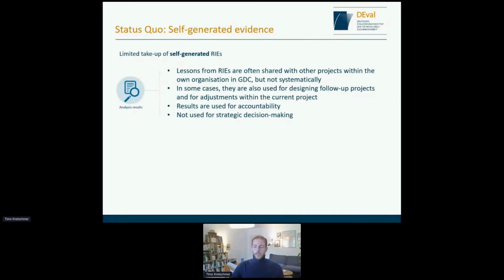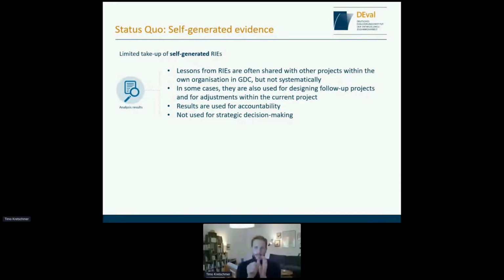Then if we talk about evidence take-up, in our project we split it up into 2. First of all, there's self-generated evidence. If in a development project of German development cooperation somebody conducts their own impact evaluation, you could take up this evidence, and also you could consult the global evidence base and look at the 3E evidence portal. Here are some findings on self-generated evidence, so from own impact evaluations in the own project.